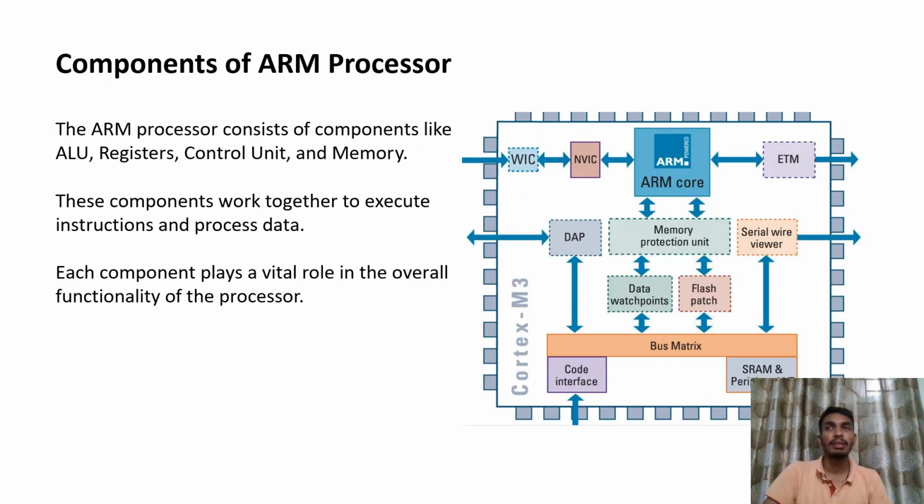The components of ARM processor. The ARM processor consists of components like ALU, registers, control unit, and memory. These components work together to execute instructions and process data. Each component plays a vital role in the overall functionality of the processor. WIC, NVIC, ARM core, ETM, DAP, memory protection unit, serial wire viewer, flash patch, data watchpoints, code interface, SRAM are the components of an ARM processor.